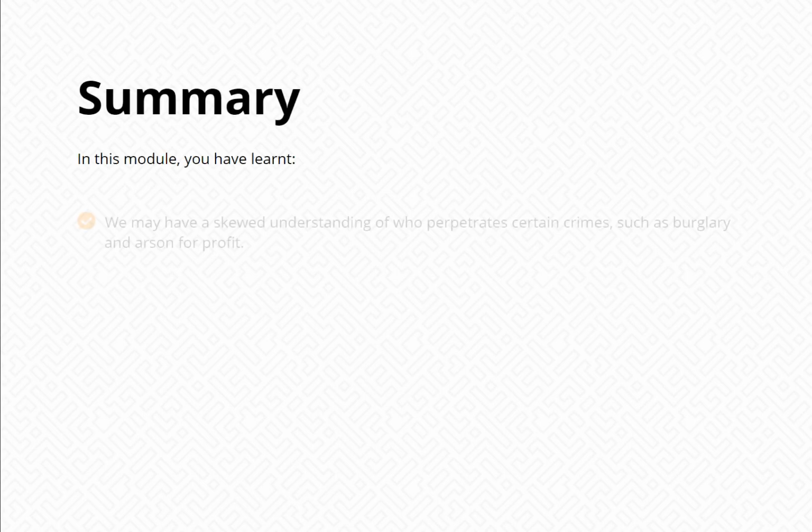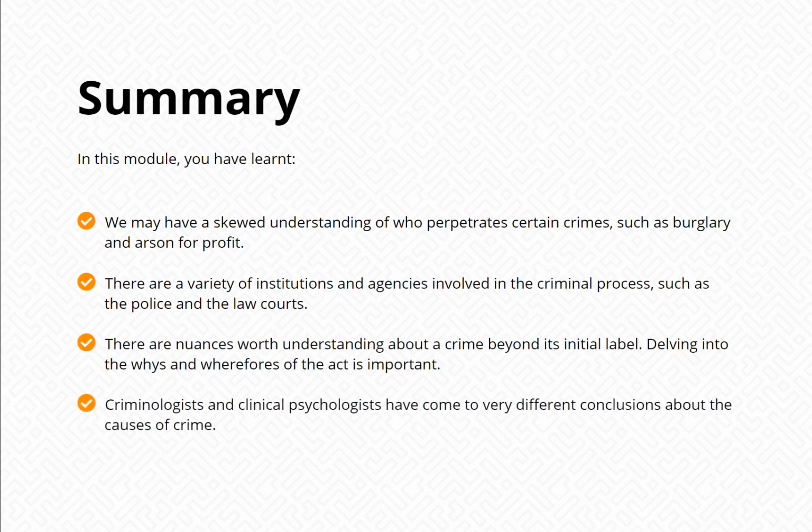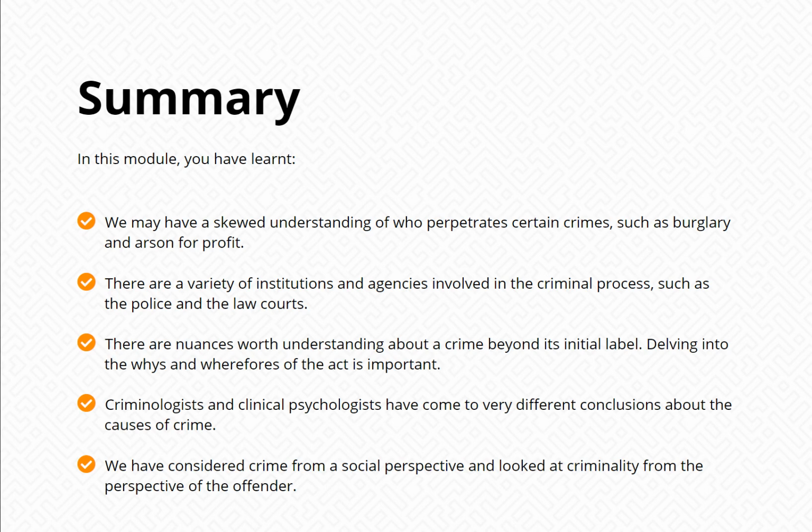Summary. In this module, you have learned we may have a skewed understanding of who perpetrates certain crimes, such as burglary and arson for profit. There are a variety of institutions and agencies involved in the criminal process, such as the police and the law courts. There are nuances worth understanding about a crime beyond its initial label. Delving into the whys and wherefores of the act is important. Criminologists and clinical psychologists have come to very different conclusions about the causes of crime. We have considered crime from a social perspective and looked at criminality from the perspective of the offender.